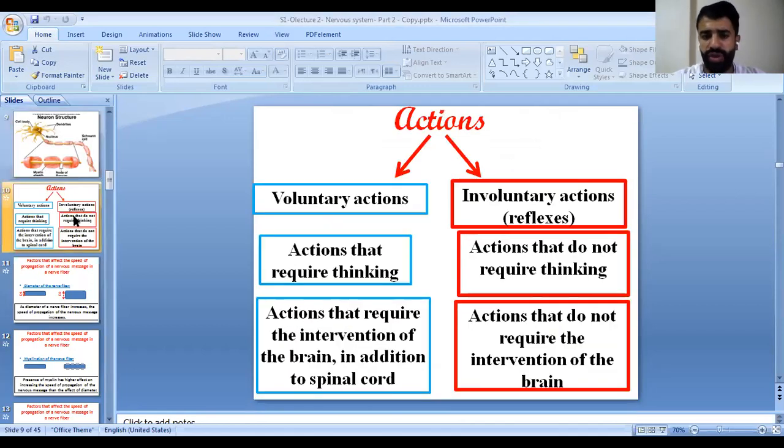Actions. We have two different actions: either voluntary actions, or involuntary ones, which are called reflexes. Voluntary actions require thinking, while the involuntary ones, called reflexes, do not require thinking. Actions that require the intervention of the brain in addition to the spinal cord, we call voluntary, and actions that do not require the intervention of the brain, we call reflexes.